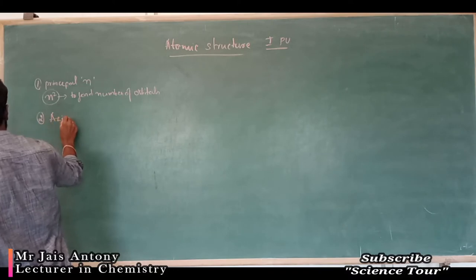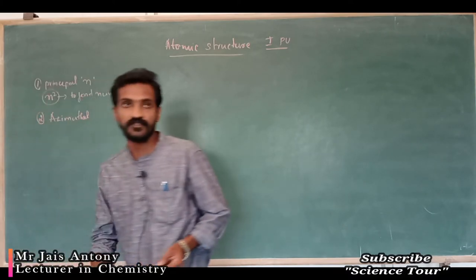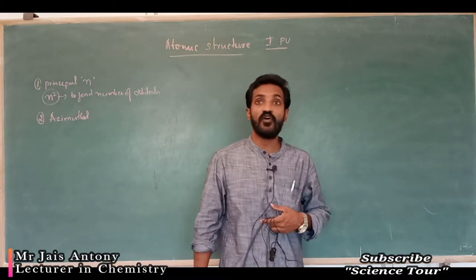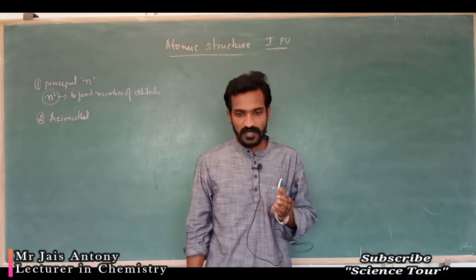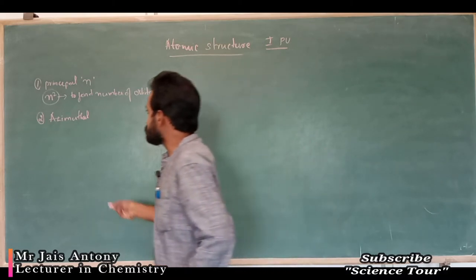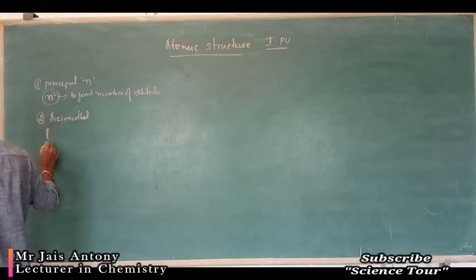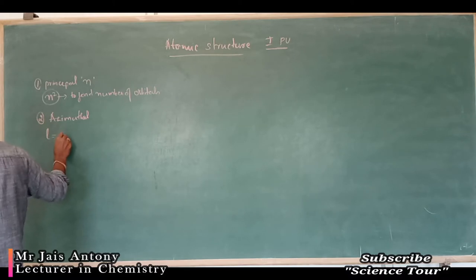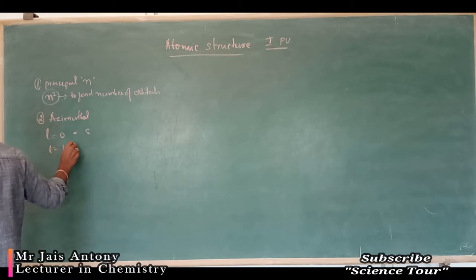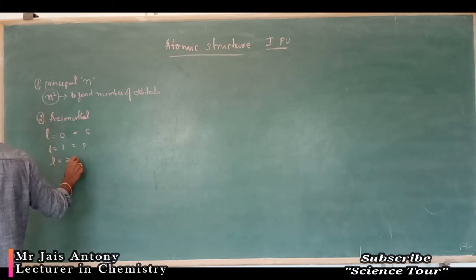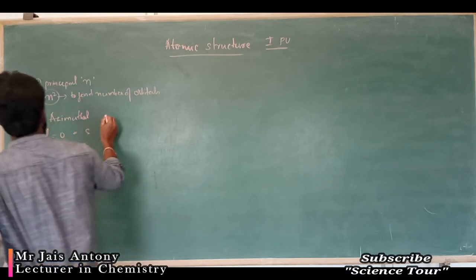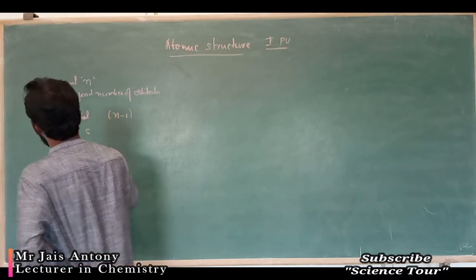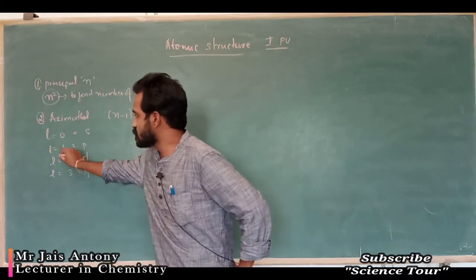After that, the second one is the azimuthal quantum number, also called the subsidiary quantum number or orbital angular momentum quantum number. Just recalling, the l value depends on 0, 1 and so on. If l value is 0 it is an s orbital, l value 1 means p orbital, l value 2 means d orbital, l value 3 means f orbital. To find the l value we have one formula, n minus 1, principal quantum number minus 1, and you will get these values: 0, 1, 2, 3.